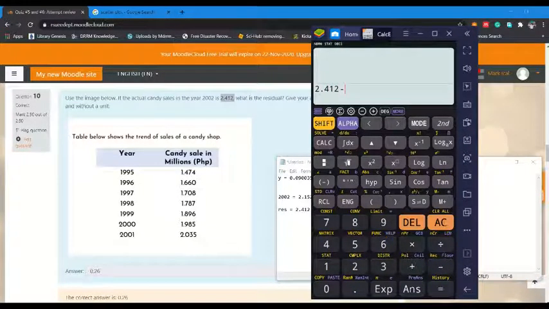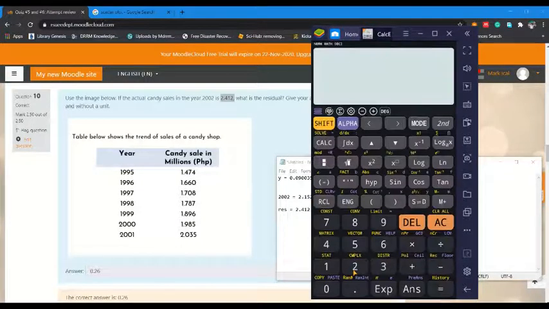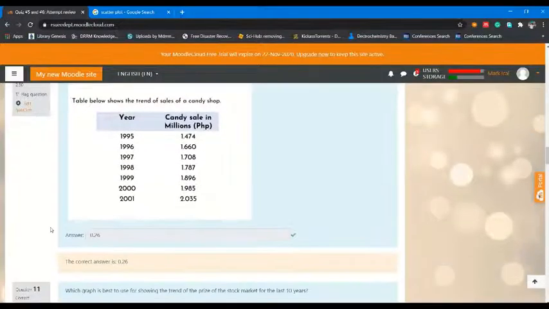2.412 minus... 2.152. Okay, so that is 0.26.